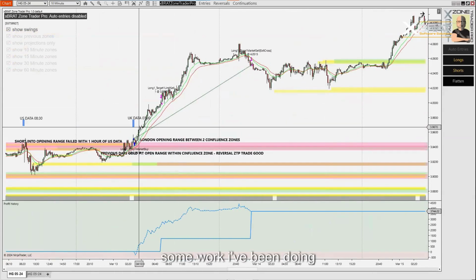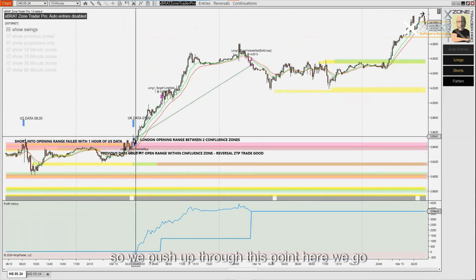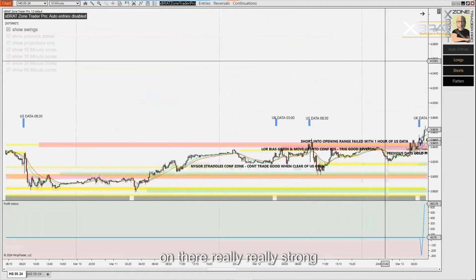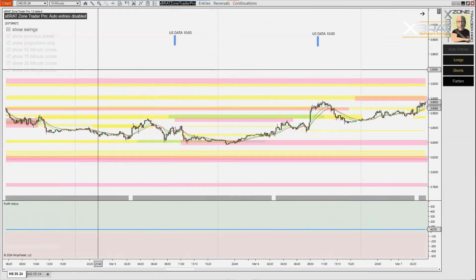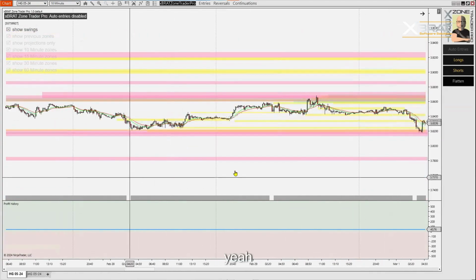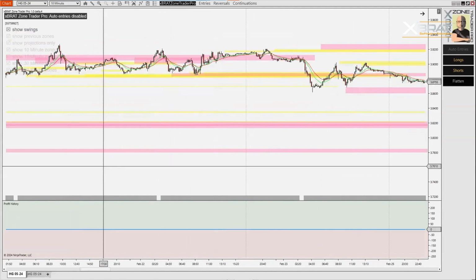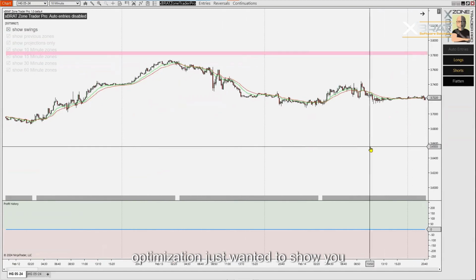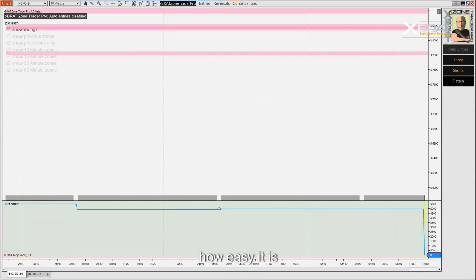Okay, this is some work I've been doing. So we push up through at this point here, we get a trade, first take profit, and then second one there. Really, really strong. Yeah, that's a winner, not a massive winner. Okay, got more work to do on this optimization. Just wanted to show you how easy it is.